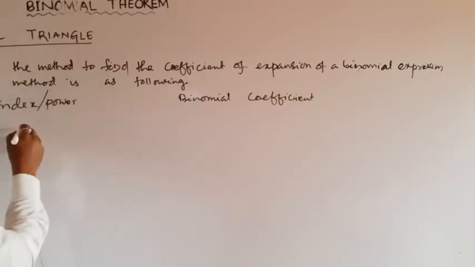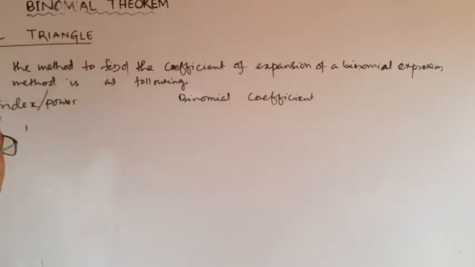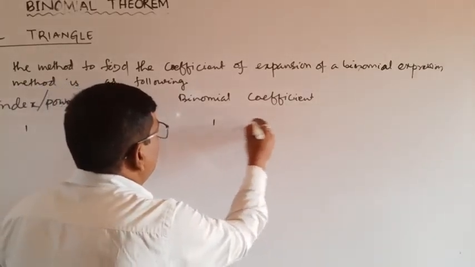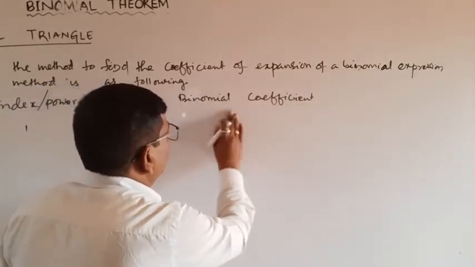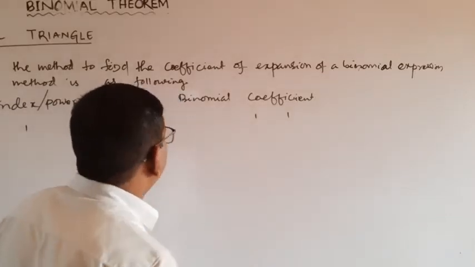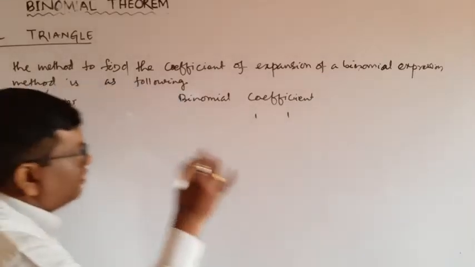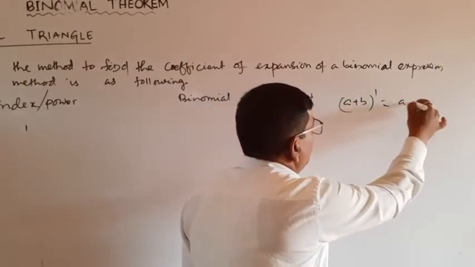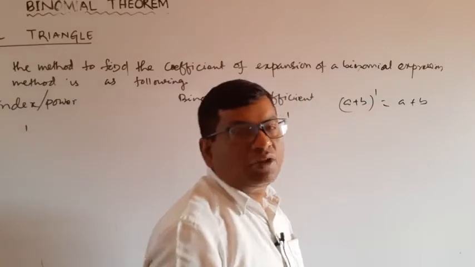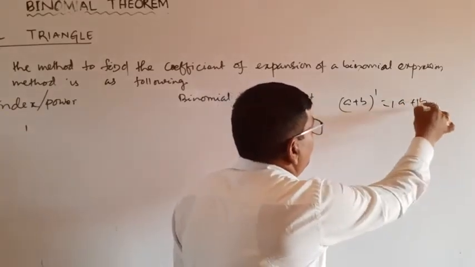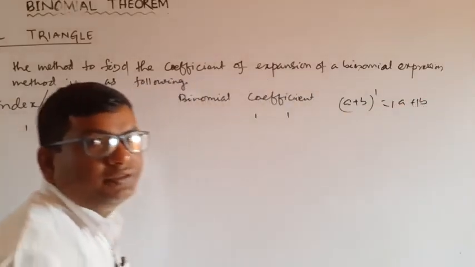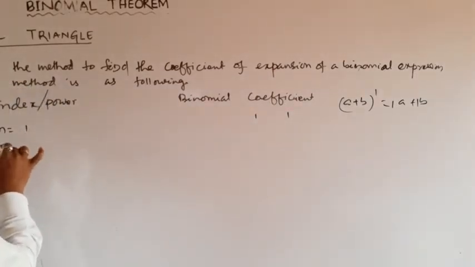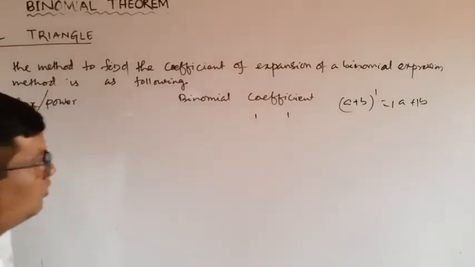A power is 1. Then write 1 1 at the extremes. Example, a plus b to the power 1, that is a plus b. What is the binomial coefficient? Binomial coefficient 1 1. So write 1 1 here. Now this is power n equal to 1, now n equal to 2.